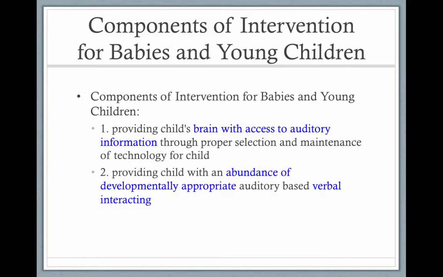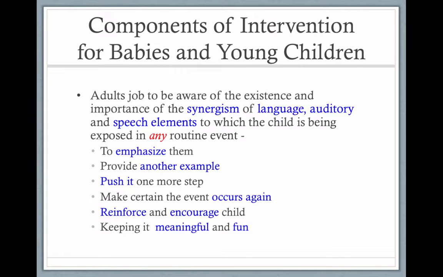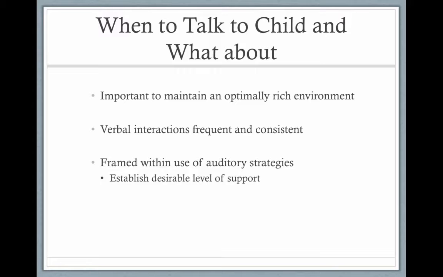So, components of an intervention for babies and young children. You want to provide the child's brain with access to auditory information through the proper selection and maintenance of technology. And you want to provide the child with an abundance of developmentally appropriate auditory based verbal interactions. The adult needs to be aware of how language, auditory, and speech elements work together and how important it is for a child to be exposed to this in any sort of routine and to emphasize, provide another example, push language one step further, make certain that an auditory event occurs, reinforce and encourage the child, and keep it meaningful and fun for the child so that they stay engaged.